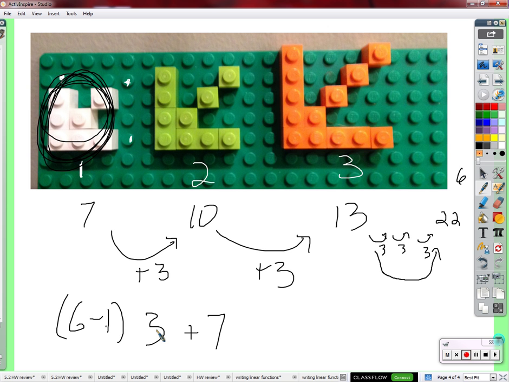We have to add on 3, and 3, and 3, and 3, and 3. 5 threes. So we started with 7. We add on 15 to the 7 we started with, and that gets us to how many are in the 6th figure. Does that make sense? Yeah. That makes sense.